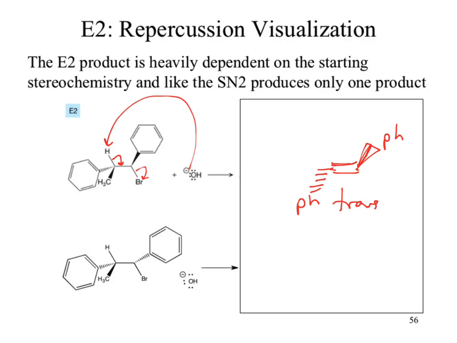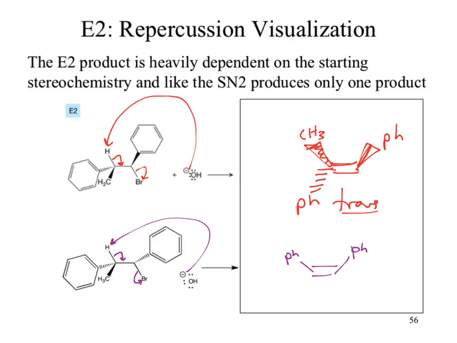What happens with the rest of this? Well, the methyl is out there. What happens with the bottom one? Same thing, except now we have cis.